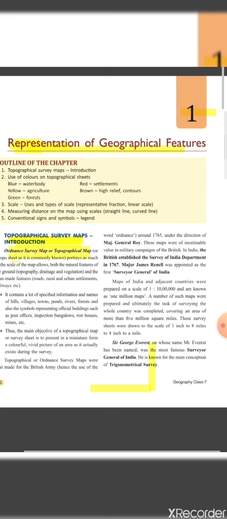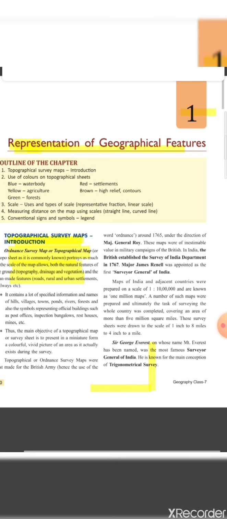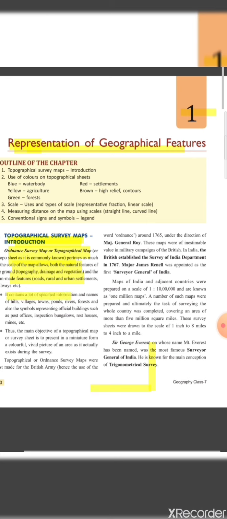Topographical survey maps, commonly known as topo sheets, are large scale maps based on accurate survey of the land. These maps show the natural features of the ground such as hills, drainage, trees, vegetation. They also show the man-made features such as towns, roads, buildings, canals, bridges and other cultural features in detail.